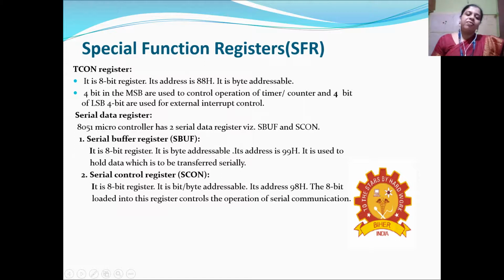Next, the format and all we will see when we are discussing the timer and counter topic. So next is the one which is used for your serial communication, that is the serial data register. We have two serial data registers, that is serial buffer and serial control register. First one is the serial buffer. Again it is going to be an 8-bit register. Its address is 99H, and the main purpose of this is to hold the data which is to be transferred serially.